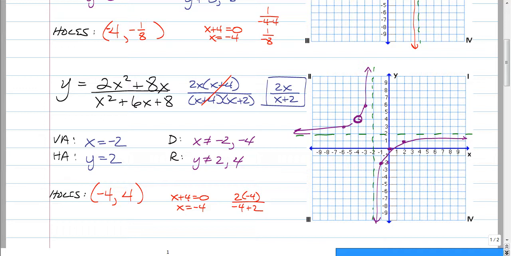Your domain and range is stated. The graph is done using the graphing calculator. Do not forget to have your hole, and you are good to go.